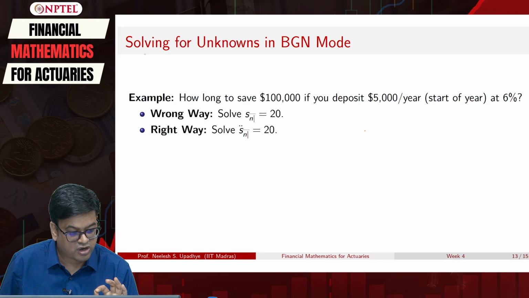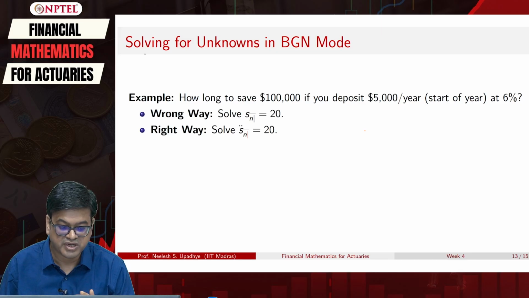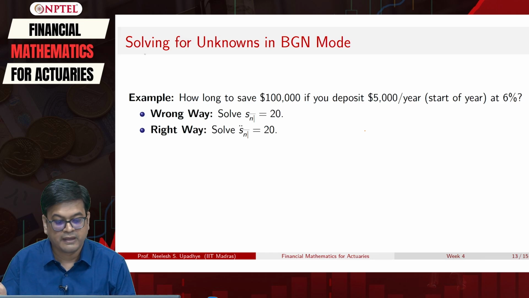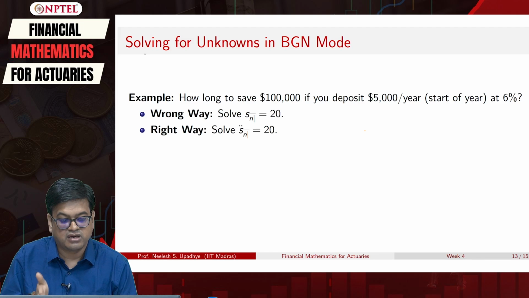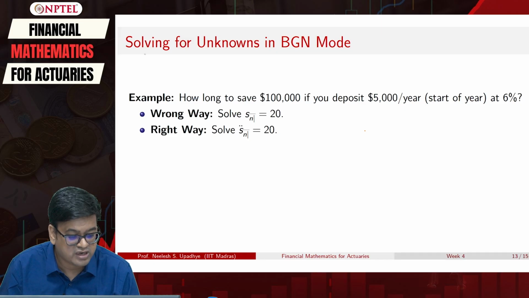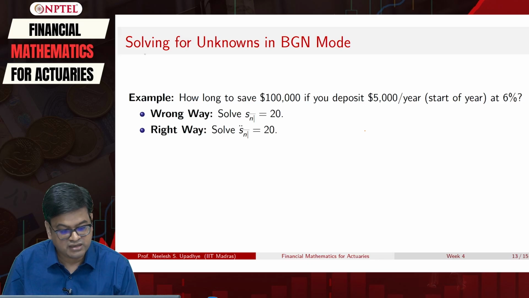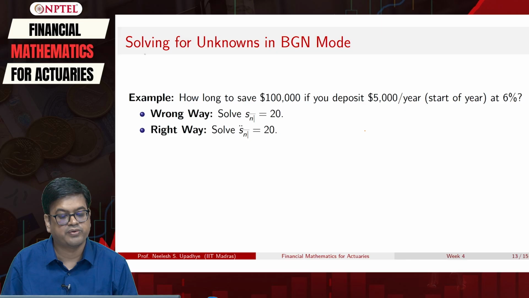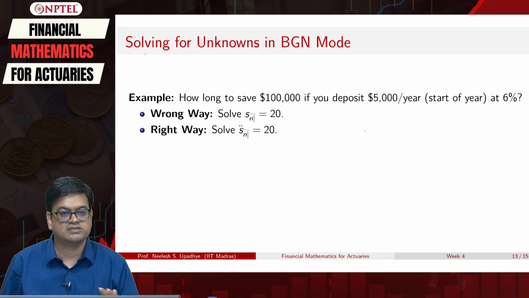So how will you solve this? It is wrong to solve for S angle n equal to 20, which is the payment due one period later. I want to solve for annuity due, and we denote it by S double dot angle n. I will solve for S double dot angle n equal to 20. Then the rest of the calculation is very simple.